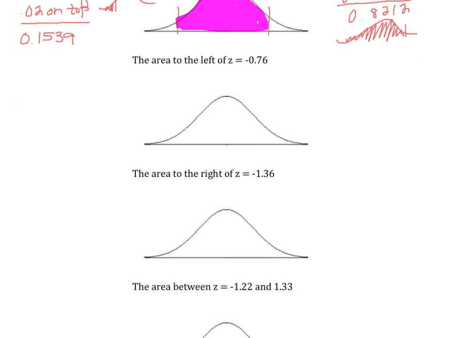Let's find another area on the left-hand side. We have z equals negative 0.76, and again, it's automatically already shaded to the left. So we want to look for negative 0.7 on the left-hand side, and then match that with 0.06 on top. Notice that 0.7 and 0.06 when combined is 0.76.